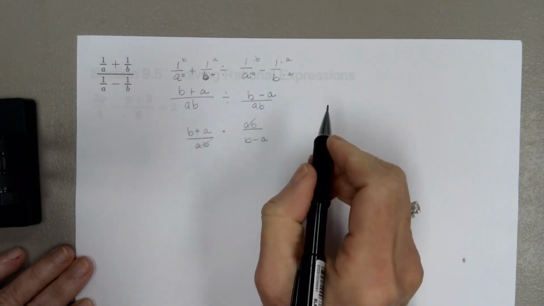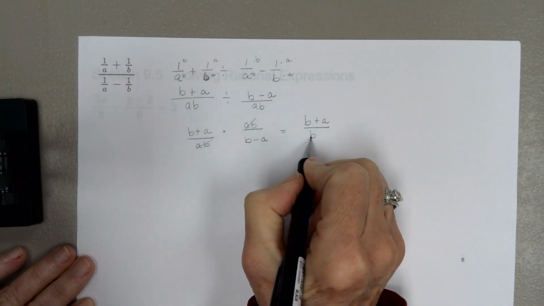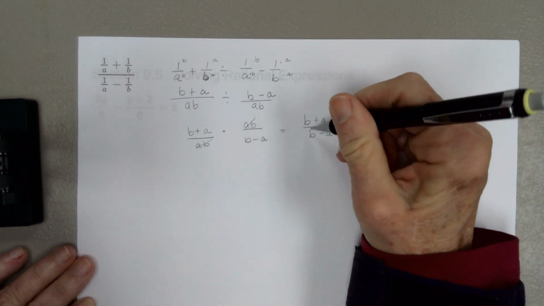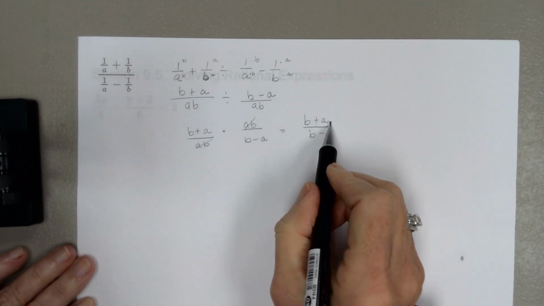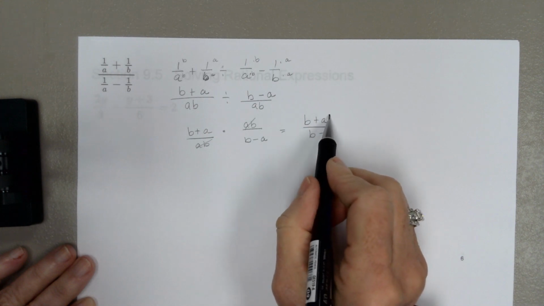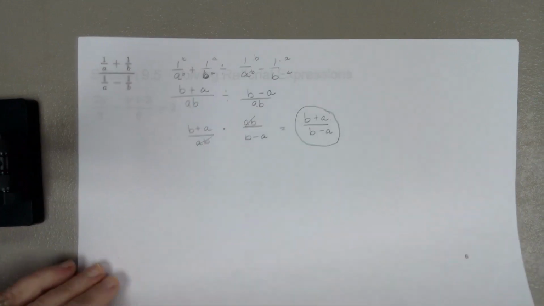Those two are the same. And I'm left with B plus A over B minus A. Again, you cannot simplify this because you have something added and something subtracted. So the whole thing has to go for you to get rid of it. So that's as far as you can go right there.